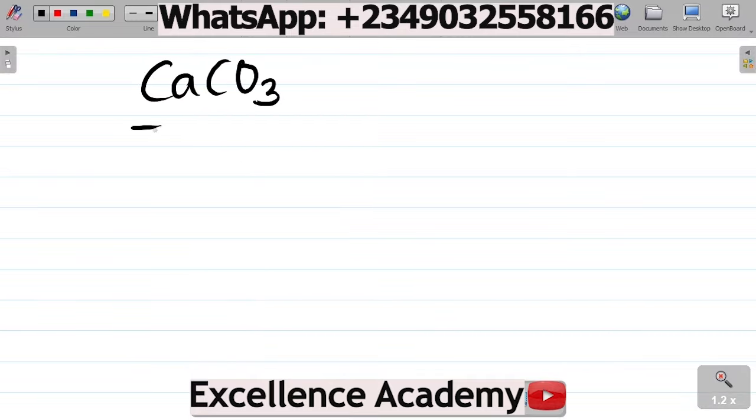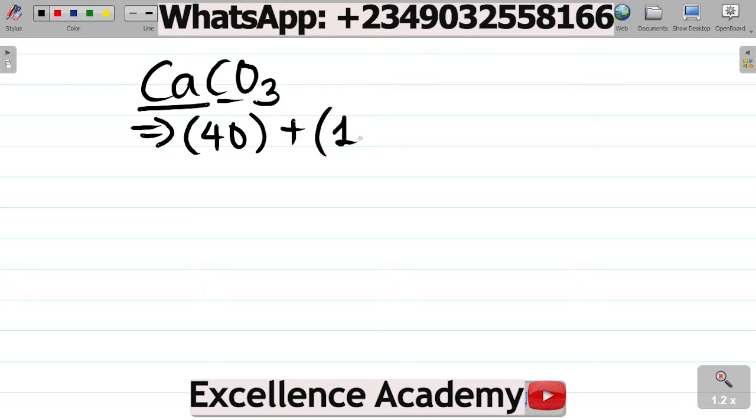CaCO3. Let's get the molecular mass. For calcium, the atomic mass of calcium is 40, plus for carbon, the atomic mass of carbon is 12, plus for oxygen, the atomic mass of oxygen is 16.